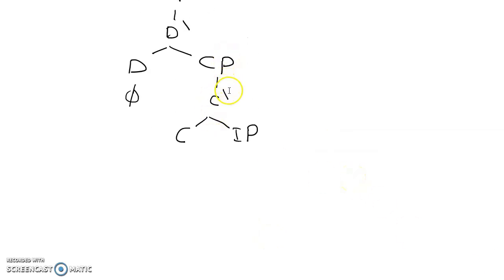Fine, so this CP consists of C bar. The C bar consists of the C. This C is what? Now, what about the IP? This IP consists of a DP and an I bar.